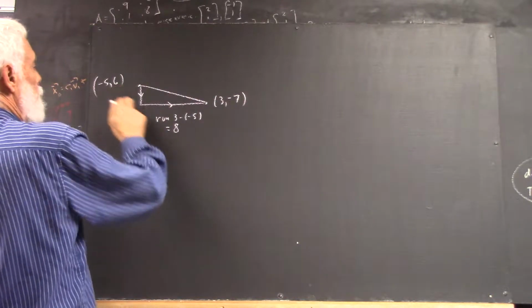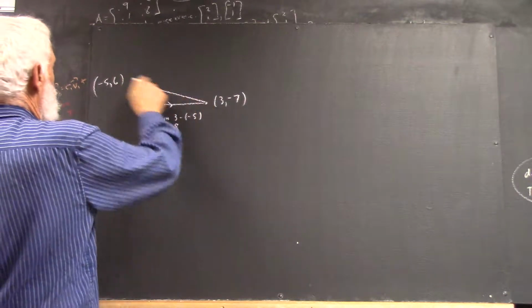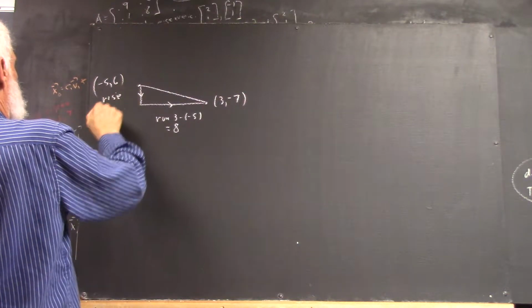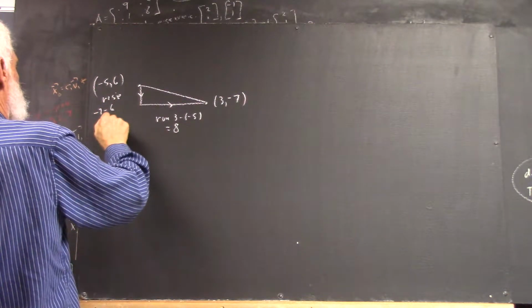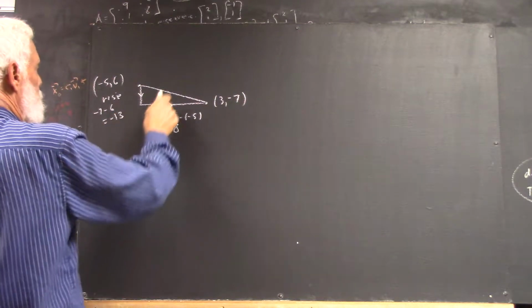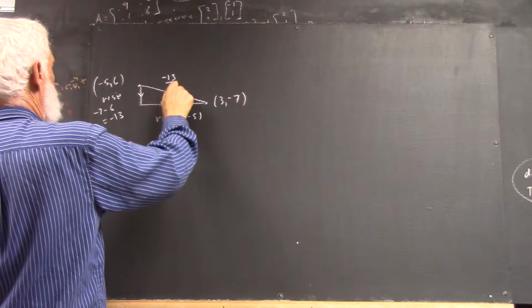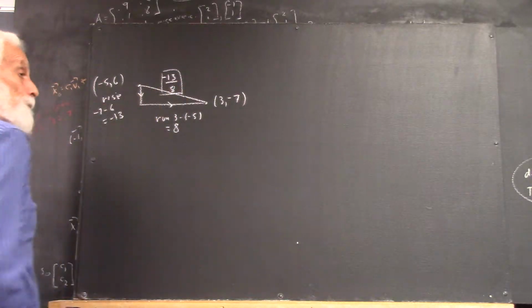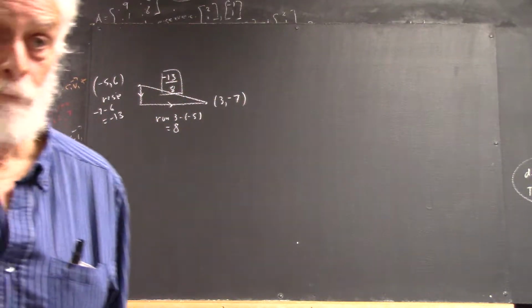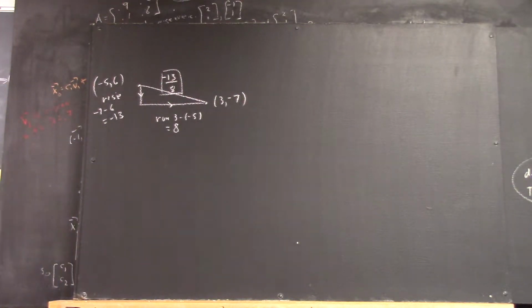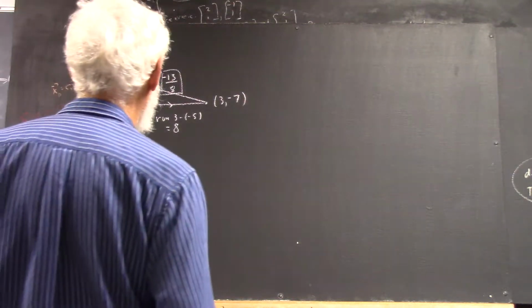Okay. And here, you're going from here to here in the vertical direction. It's going to be -7 minus 6 equals -13. So the slope is the rise over run, which is -13 over 8. Okay? And that's how it's labeled. I told you that the first time we did it, so make sure you got it locked in now.